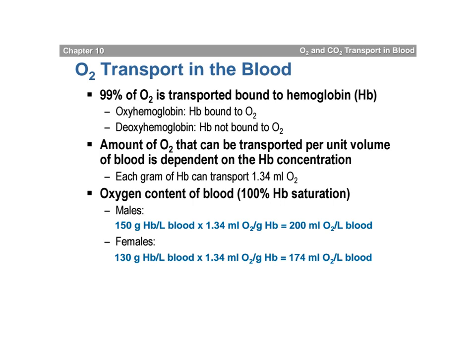There are 2 forms of hemoglobin: oxyhemoglobin, which is hemoglobin bound to oxygen, and deoxyhemoglobin, which is hemoglobin that's not bound to oxygen. The amount of oxygen that can be transported per unit volume of blood is dependent on the hemoglobin concentration. For each gram of hemoglobin, 1.34 milliliters of oxygen can be transported. So we can do some calculations.